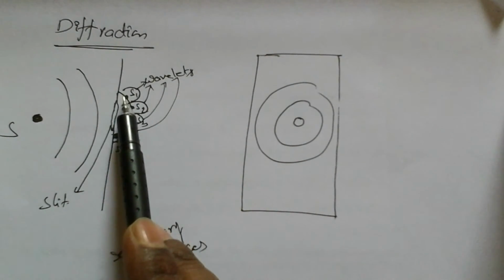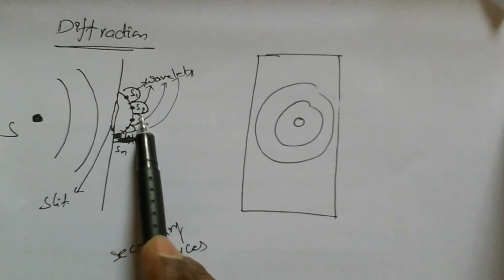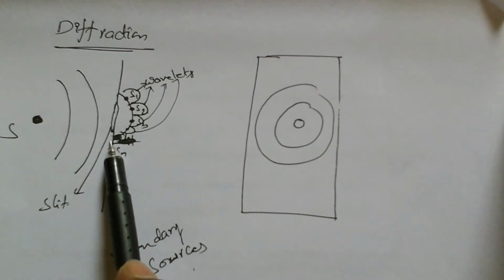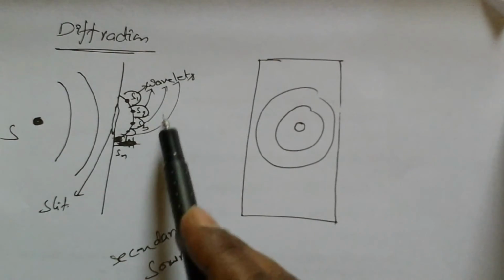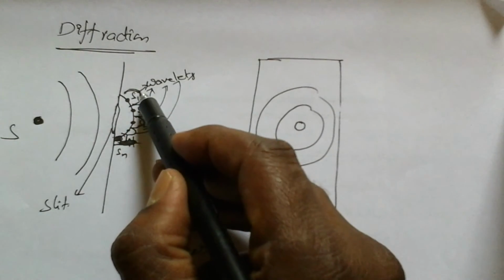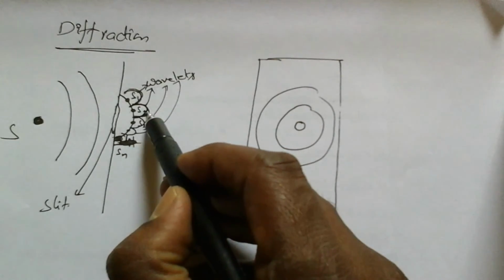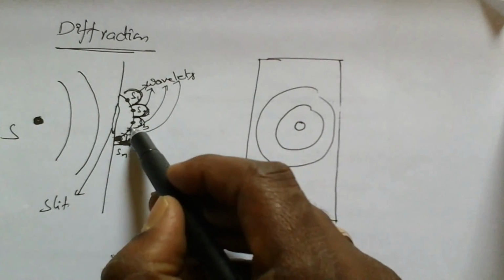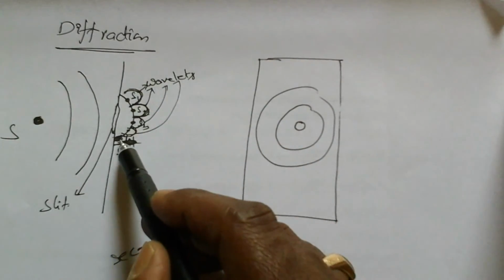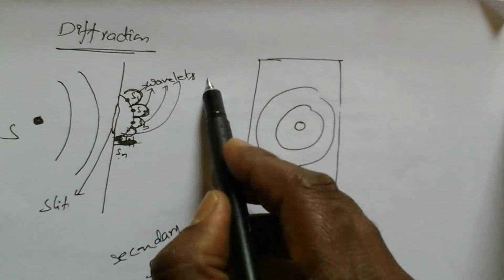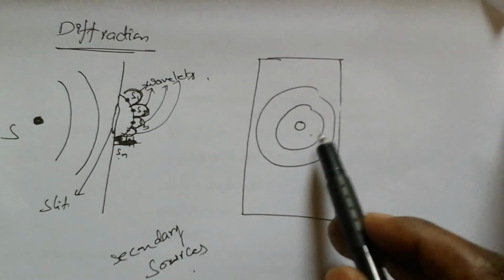From the secondary sources, again small wavefronts are emitted like this. These wavefronts emitted from the secondary sources, this secondary wavelet, this one, this one and this one, emitting from S1, S2, S3 and up to Sn, are all called wavelets. These wavelets superimpose and form a diffraction pattern here.